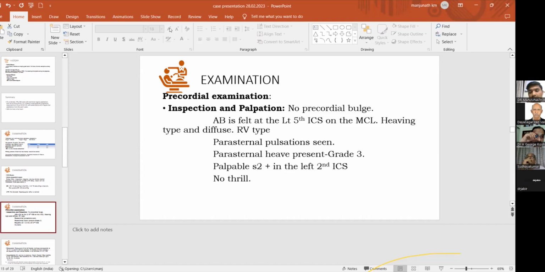No, no, more than half of the systole. Certainly. And it will be confined to one intercostal space or a 2.5 centimeter square area. Then how is it diffuse? If it is a heaving apex, it cannot be a diffuse one, and then you are telling it is RV type.